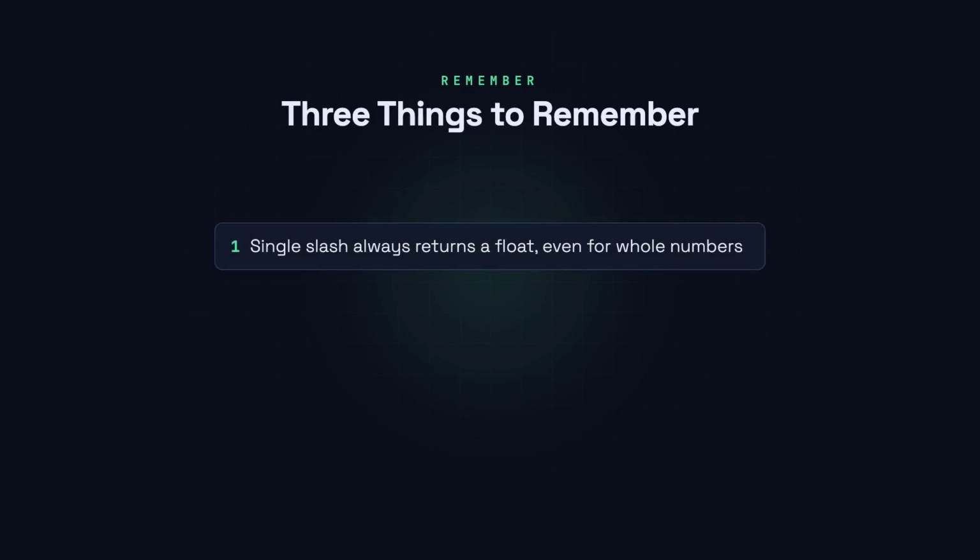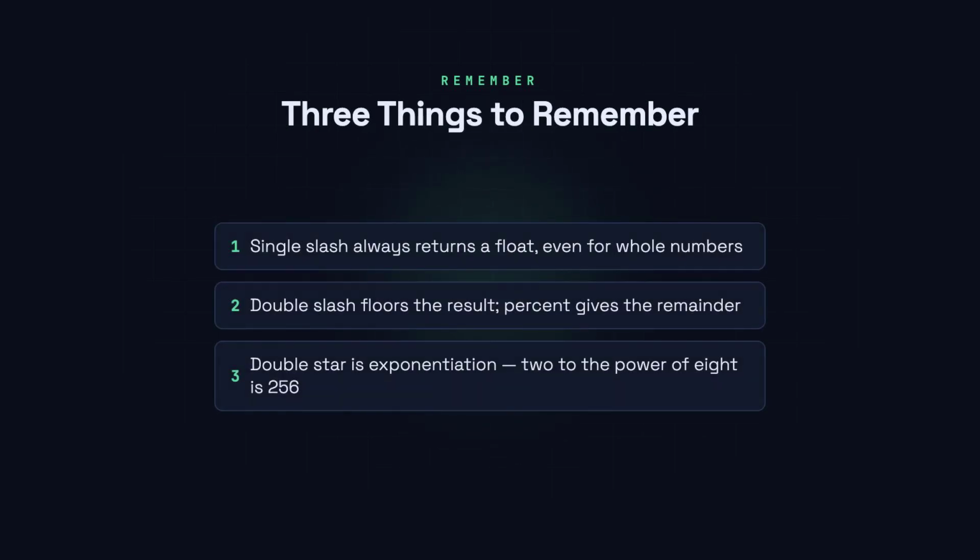Keep these 3 points in mind. Single slash always floats. Double slash and percent handle whole number division and leftovers. And double star is your exponentiation operator. You now have all 7 arithmetic operators covered.